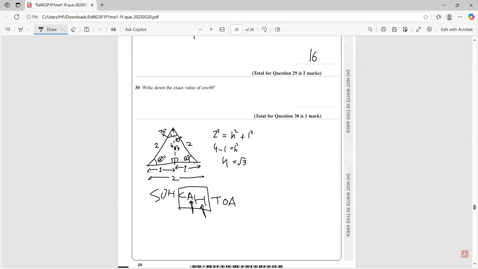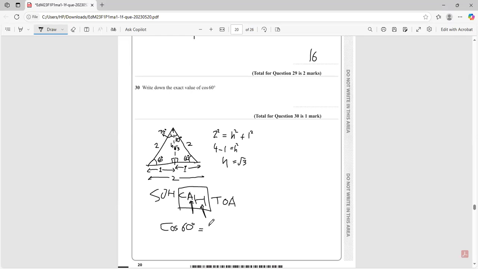So 60 is here. The adjacent of 60 is the side that is touching 60. Don't forget how to find adjacent. The side that is touching the angle is the adjacent to that angle. And the hypotenuse, of course, you already know the hypotenuse cannot change. The hypotenuse will forever be 2. So cos 60 is equal to what? I'm sure you can. You tell me what cos 60 will be? What's the adjacent?